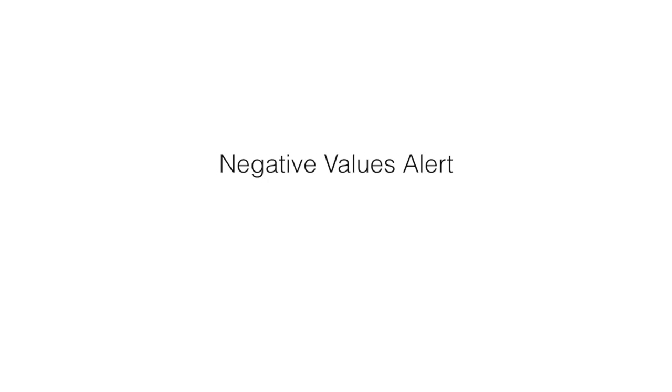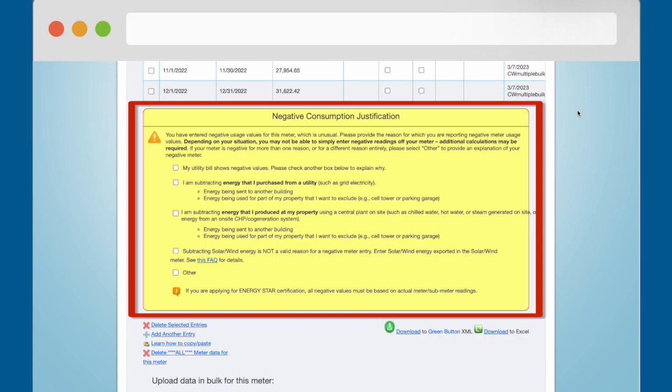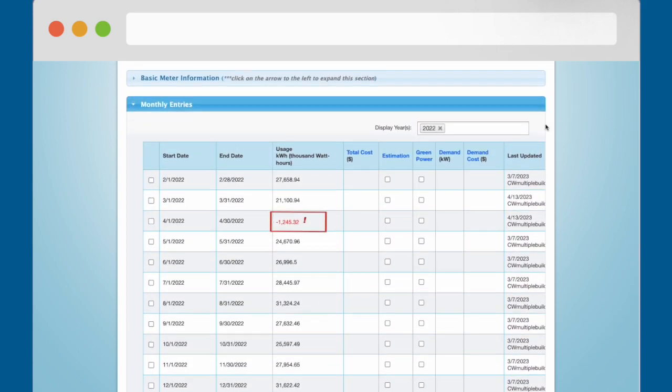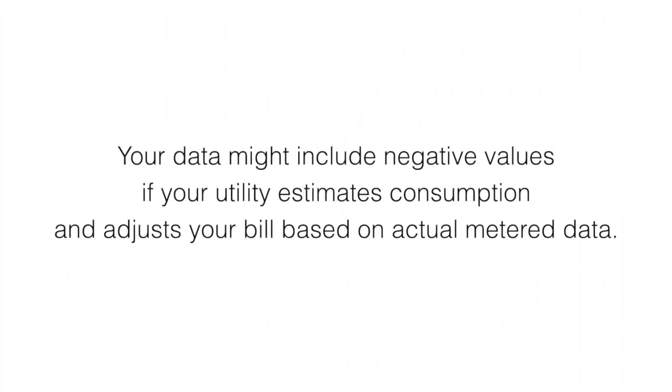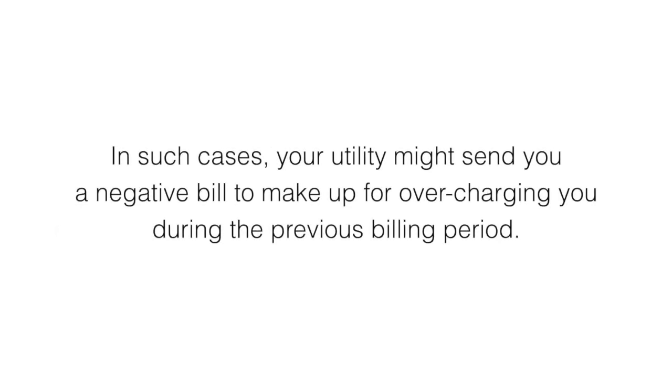Negative Values alert. Portfolio Manager will display a big yellow alert if there are any negative values in the Monthly Entries table. Your data might include negative values if your utility estimates consumption and then adjusts your bill based on actual meter data. In such cases, your utility might send you a negative bill to make up for overcharging you during the previous billing period.